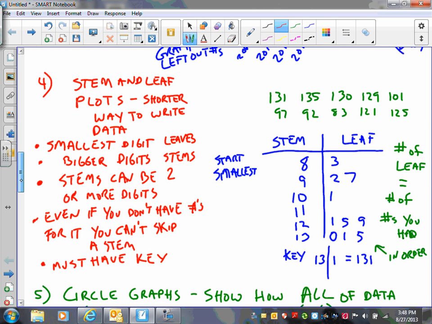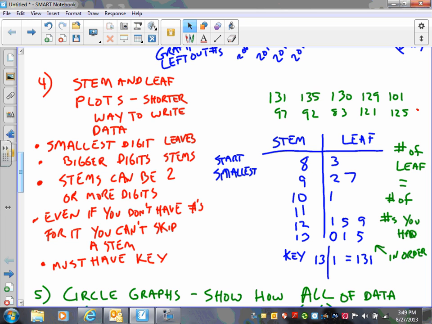Stem and leaf plots are a shorter way to write a large group of data. For the amount of data I have in this example, you probably wouldn't want to do it. You do that when you've got a huge list of data. Things you need to know for stem and leaf plots: the smallest digit forms your leaves. Bigger digits form your stems, and you can have 2-digit or 3-digit stems. Even if you don't have numbers for that particular stem, you can't skip it. And you always have to have a key at the bottom to tell people how to read it.